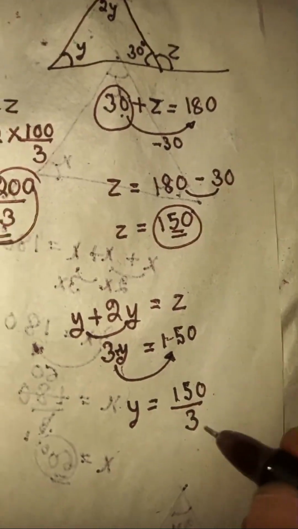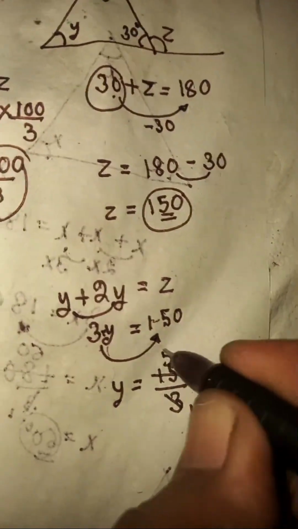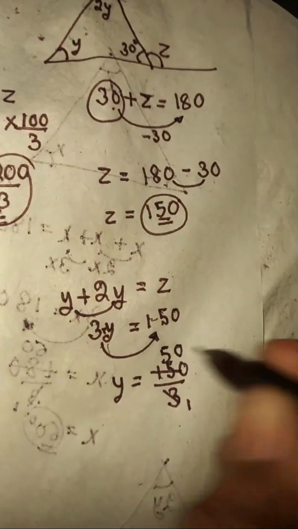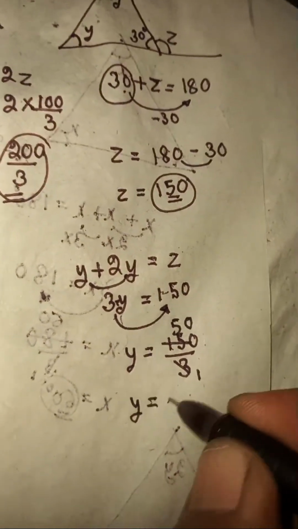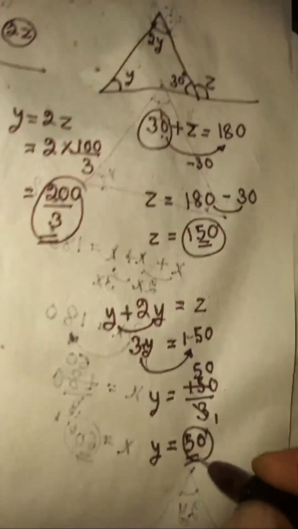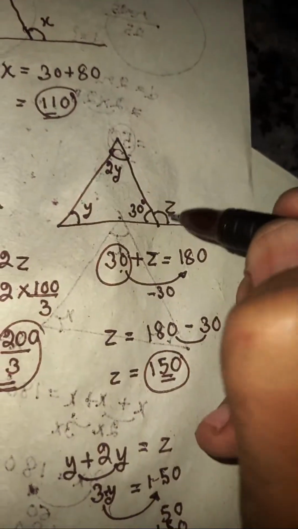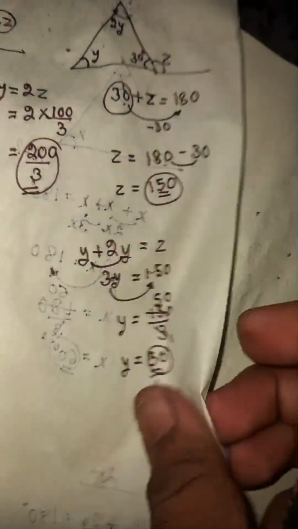Now you can do this. 3 1 times, 3 5 times is 15 and 0 with it. So y value equal to 50. In this problem, z value becomes 150 and y value becomes 50.